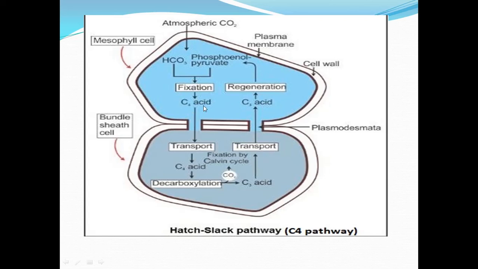Now this C4 acid is then transported into the bundle sheath cells. Remember, the Calvin cycle in C4 plants occurs in bundle sheath cells, not in mesophyll cells. In C3 plants, the Calvin cycle occurs in mesophyll cells, but here the Calvin cycle occurs in bundle sheath cells. Now this C4 acid, that is oxaloacetic acid, OAA, is transported into the bundle sheath cells.